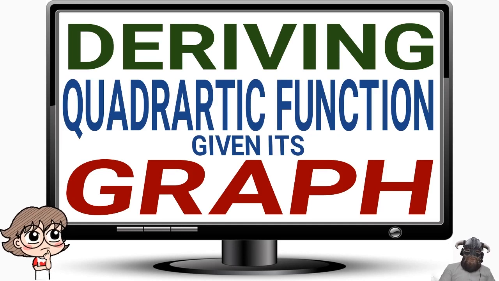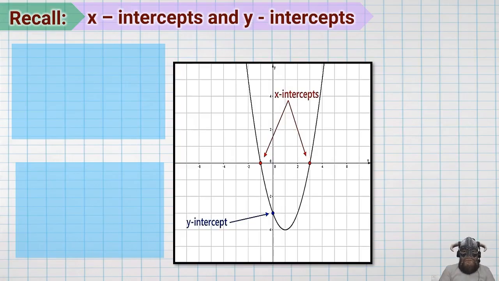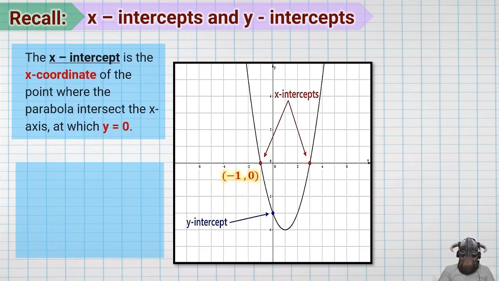What you will learn for today is all about deriving the equation of a quadratic function given its graph. But before we start, let's recall the x and y intercepts because we'll use the x-intercept in our lesson for today. So as we defined, the x-intercept is the x-coordinate of the point where the parabola intersects the x-axis.